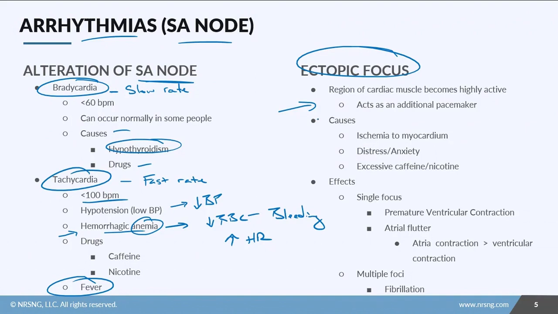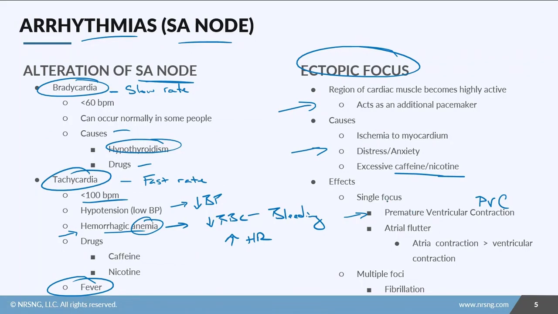Certain reasons for this are decreased blood flow to the heart muscle, stress or anxiety, or excessive stimulant intake like caffeine or nicotine. Sometimes there's one specific area of the heart that causes this pacemaker action. One of these is called a premature ventricular contraction, or a PVC. What's happening is that the ventricles are being stimulated earlier, before the atria, and so you'll get this abnormal wave on an EKG.